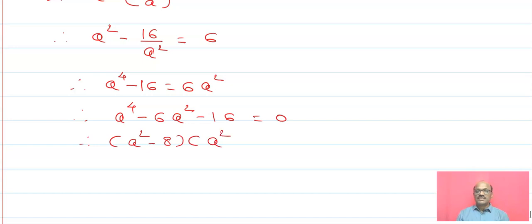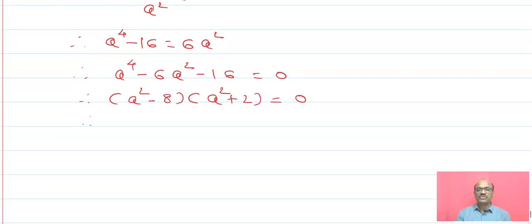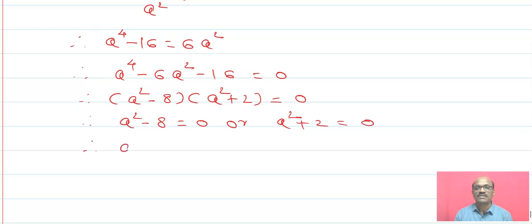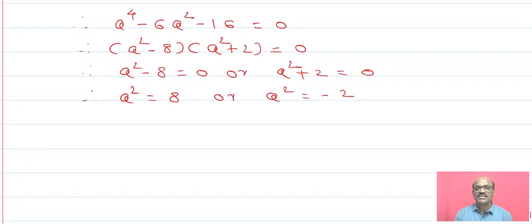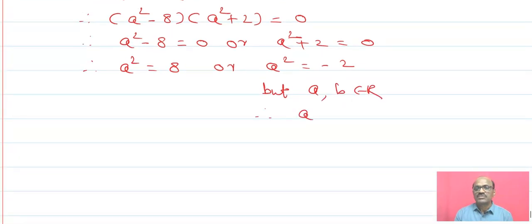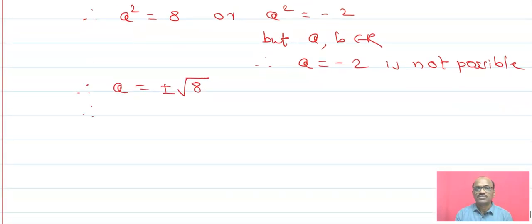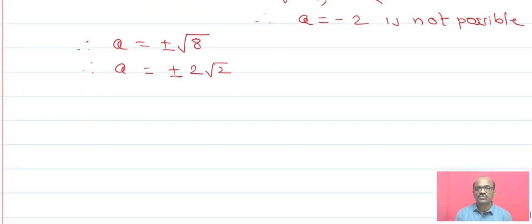(a square minus 8)(a square plus 2) equals 0, and therefore a square minus 8 equals 0, or a square plus 2 equals 0. Therefore a square is equal to 8, or a square is equal to minus 2. Again, the square of a real number is not negative. Therefore, a square equal to minus 2 is not possible. Therefore, a is equal to plus or minus root of 8, that is, a is equal to plus or minus 2 root 2.